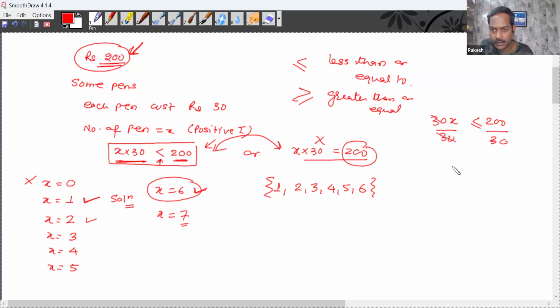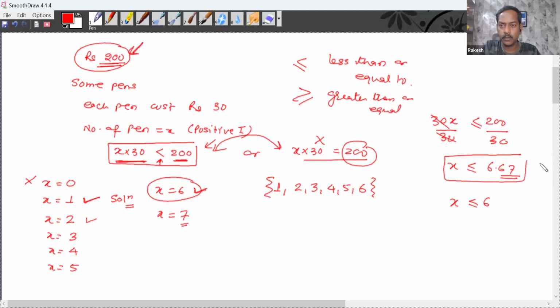I'll be getting, this will get cancelled out. Here, x will be less than or equal to 6.67, approximately 6.67. X being a positive integer, the value has to be 6. It cannot exceed 7. So we can say that the value of x has to be less than or equal to 6, but not exceeding it for this particular question itself, right? Otherwise, this is the only solution.